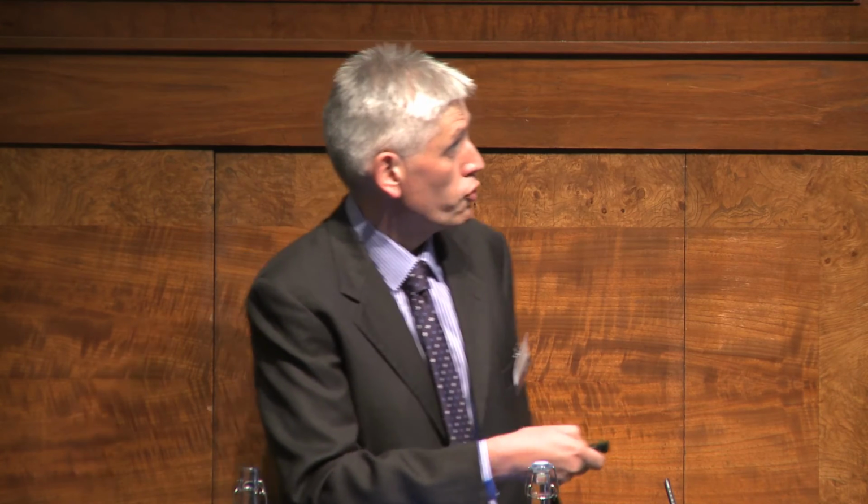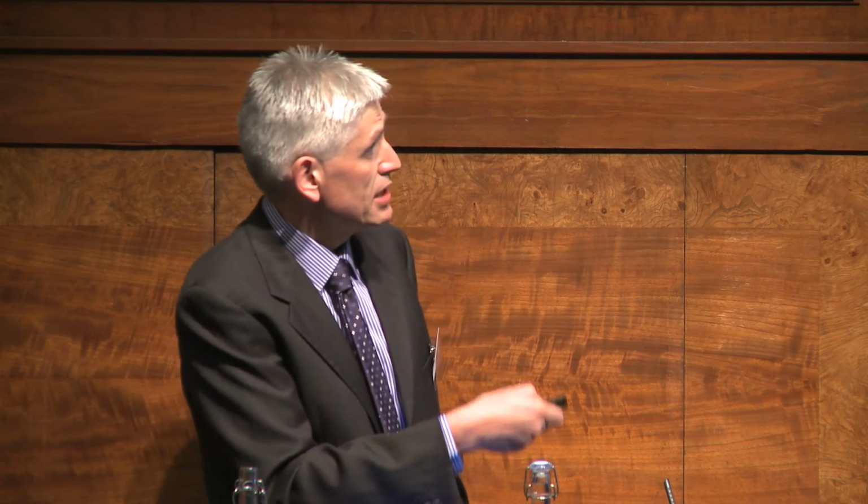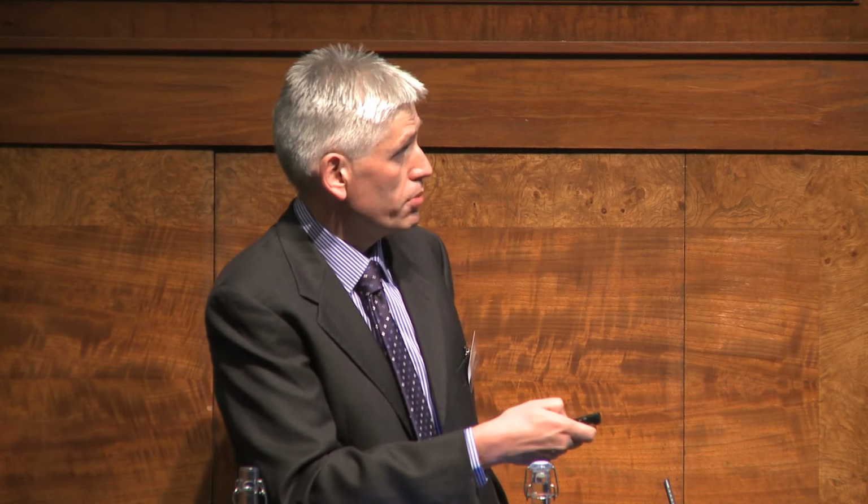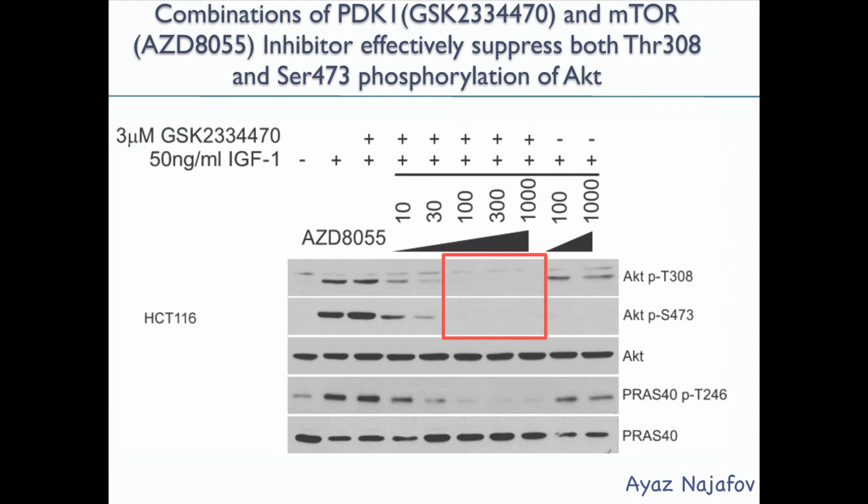I'm not going to go into all the details here, but what we found recently is the most effective way to stop the activation of AKT in cells is to use a combination of PDK1 and mTOR inhibitors, because these are the two kinases that mediate the activation of AKT. And it's only when you use this combination of inhibitors do you effectively block all the downstream signaling responses that occur in the cell.